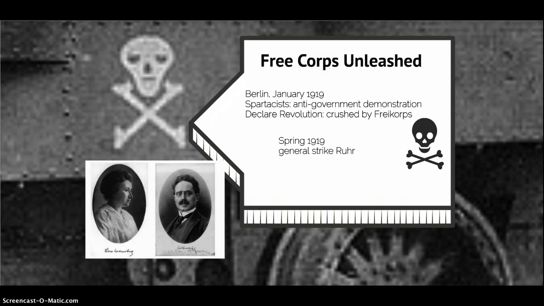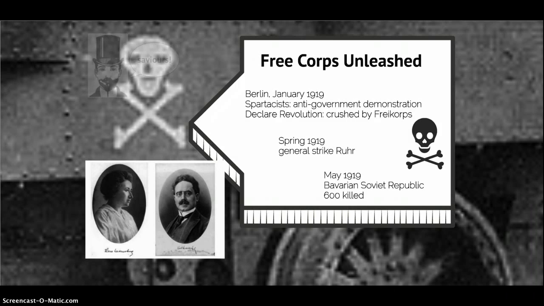In the spring of 1919 in the Ruhr, the industrial area of Germany in the west, there's a general strike inspired by the KPD. Again, this is violently crushed. And in May of 1919, the Bavarian Soviet Republic is declared. It's a breakaway communist republic within Germany. Again, the moderate socialists dispatch the Free Corps to put this down, and 600 people are killed in vicious fighting.